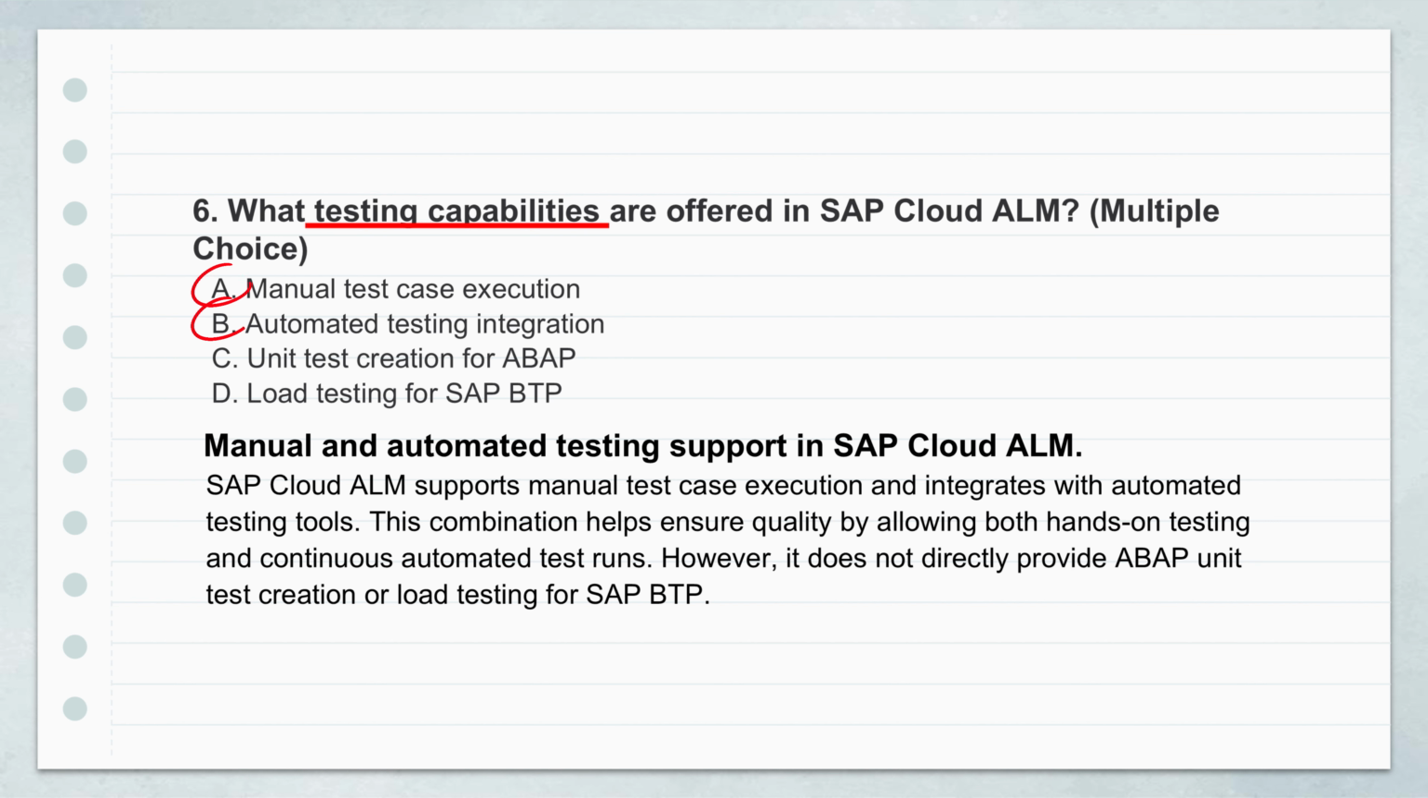And it's interesting, the source also explicitly calls out what it doesn't provide directly. Right, like creating unit tests for ABAP code or doing heavy load testing for SAP BTP. So it defines the scope. Cloud ALM manages the process, but might rely on other specialized tools for certain types of test creation or execution. Precisely. It positions Cloud ALM as the manager, the orchestrator, leveraging other tools when needed.